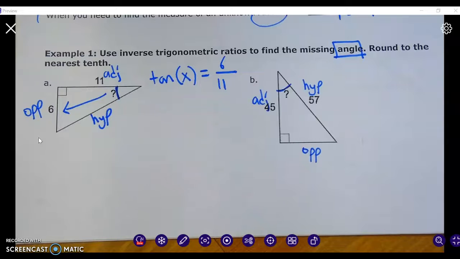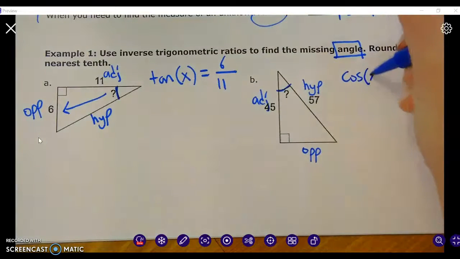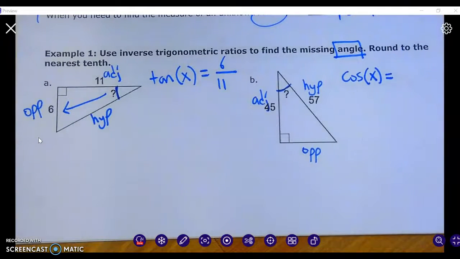Okay, so then look at your three trig functions. Eliminate the ones that use opposite. So what are we left with? Okay, so we are going to use cosine. And then our angle is our unknown, so we're going to put x in the angle spot. Equals your fraction, so your two side lengths. Adjacent goes on top, and hypotenuse goes on the bottom. Okay, questions about setting it up?